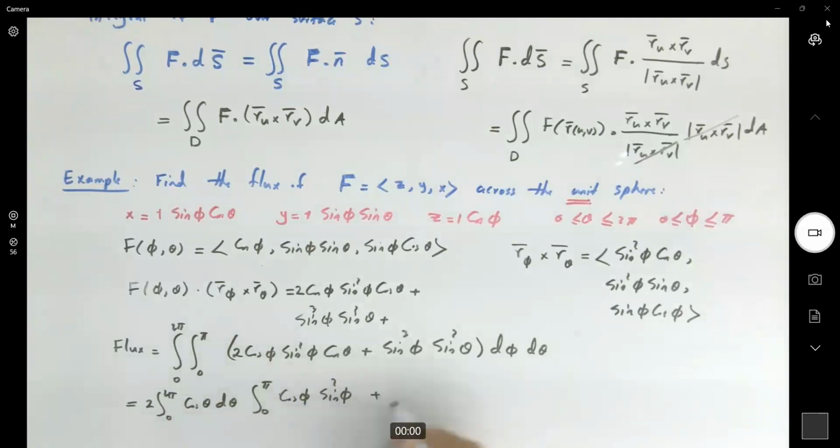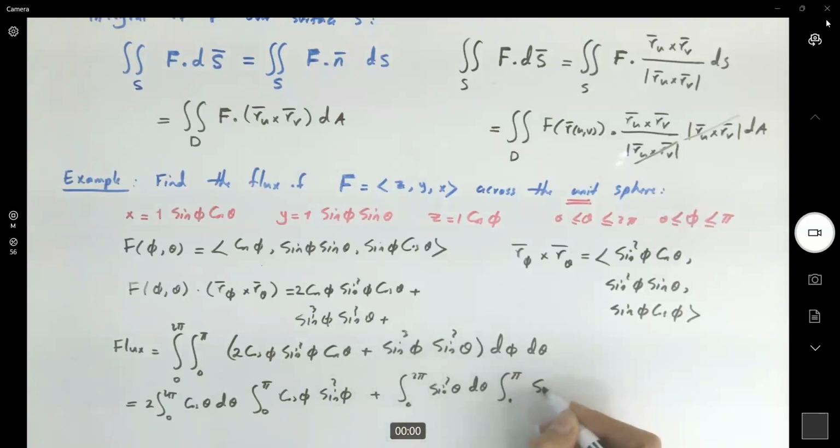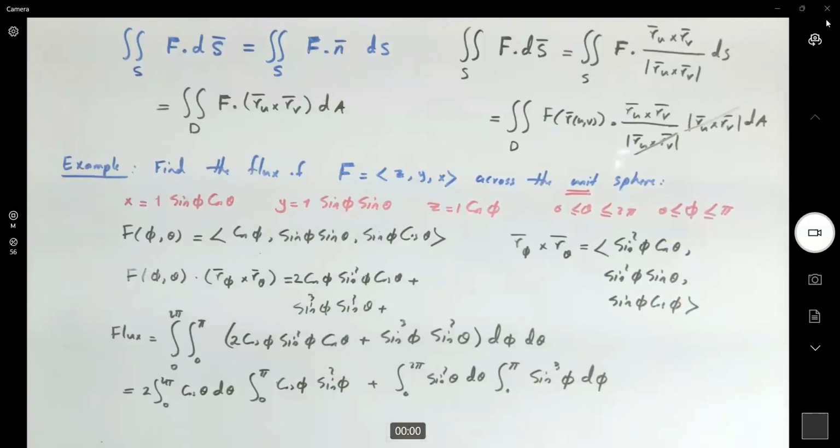sine squared phi plus, now for this integral, here you have 0 to 2 pi of, we don't have any theta here, so d theta, integral 0 to pi. Sorry, this is sine squared theta d theta and integral 0 to pi sine cubed phi d phi. This integral is going to be 0, so this part is 0.